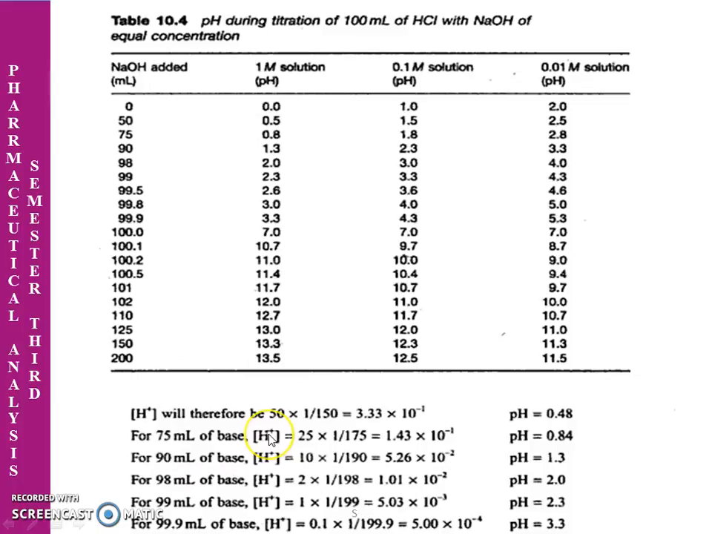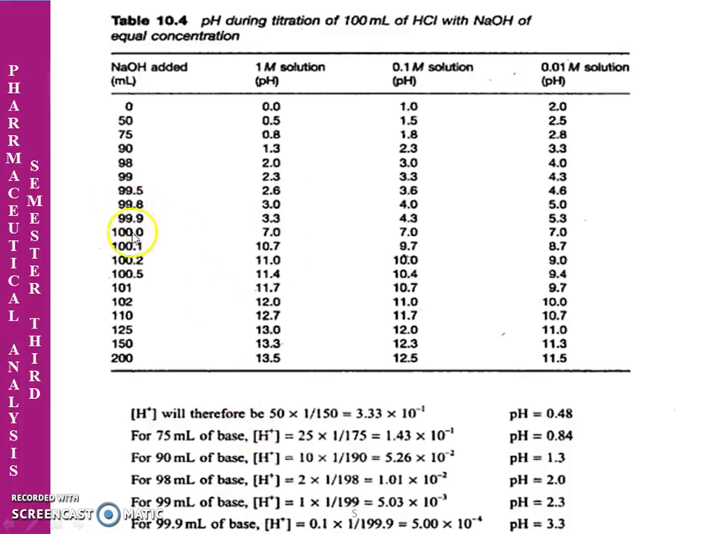When 75 ml of sodium hydroxide, the base, was added, only 25 ml of hydrochloric acid was remaining, while the total volume of the solution in the conical flask was 175 ml, which corresponds to 1.43 into 10 raised to minus 1. Taking the negative log to the base 10 of this results in pH equal to 0.84, which has been rounded up to 0.8 here. And likewise for 90 ml we had a pH of 1.3, for 99 ml a pH of 2, and for 99.5 ml a pH of 2.6.